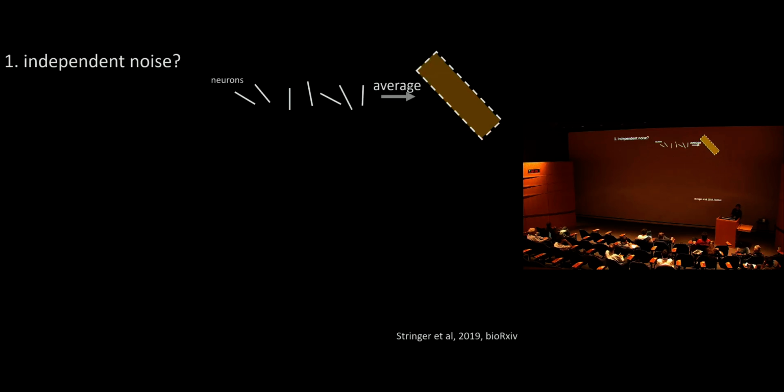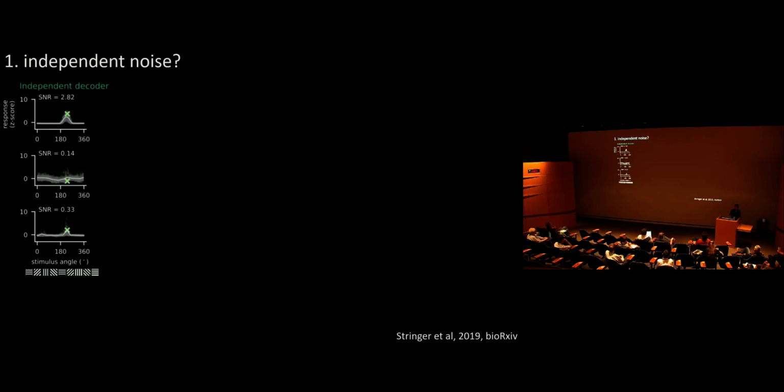Okay, so one hypothesis is that the rest of the noise is not in the stimulus space. It's just independent noise. So we can test that by building an independent decoder. So what we did is we took each neuron and we fit a tuning curve to it. So here are 3 example neurons. And then this X is an example trial I'm showing.